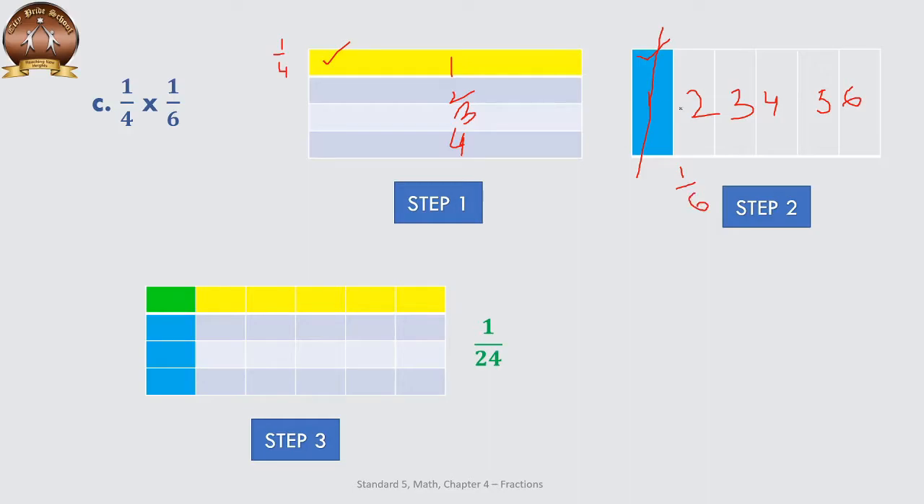When we overlap these two figures, that is, when we multiply them, only the color of this small box changes into green. The rest remains blue and the rest remains yellow, which shows the multiplication is represented by only this one shape. The total number of shapes we get here is 24. So the shape which represents 1 upon 24 is given by the green color amongst these 24 boxes. So the answer is 1 upon 24. That is, 1 by 4 into 1 by 6 gives us 1 upon 24.